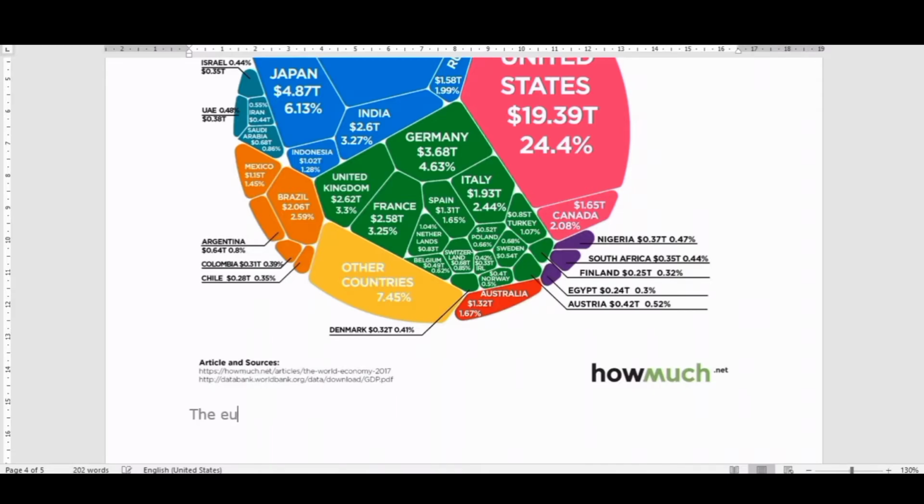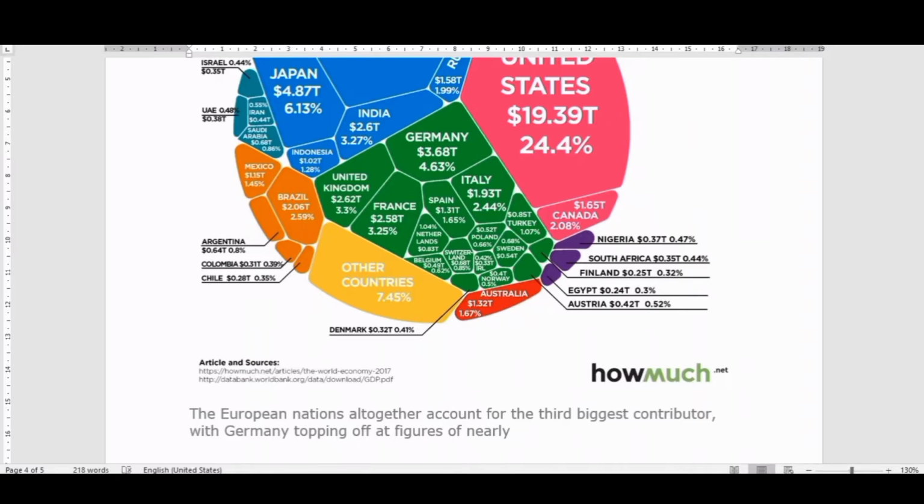The European nations altogether account for the third biggest contributor, with Germany topping off at figures of nearly $4 trillion. Or almost at 5% of world GDP.